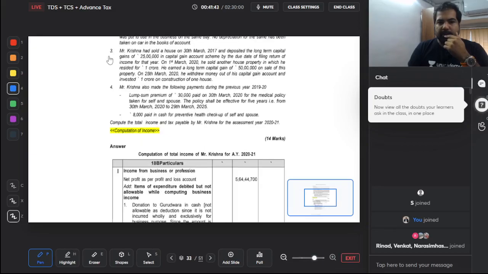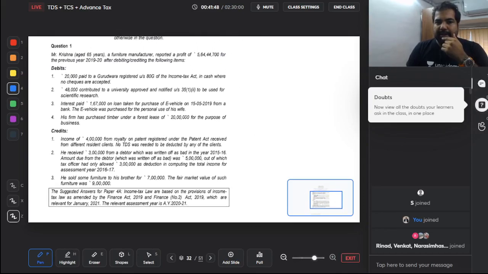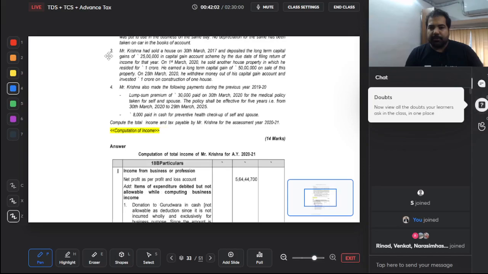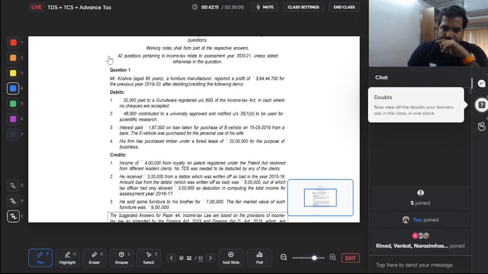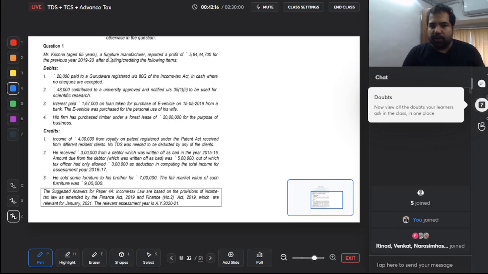This is a great question. We'll solve this and also calculate till the tax liability. This is a very good question. I'm going to keep this on the screen for the next 10 minutes. We will compute the total income and the tax payable by Mr. Krishna. We'll go all out for 14 marks. Keeping this on the screen first for you all to solve. Over to you all. 10 minutes is what you will get, and then 10 minutes is what I will get to discuss it with you. Over to you all right now.